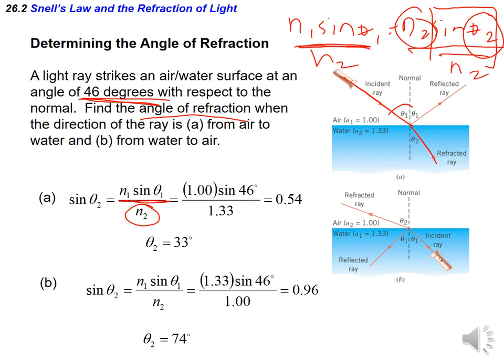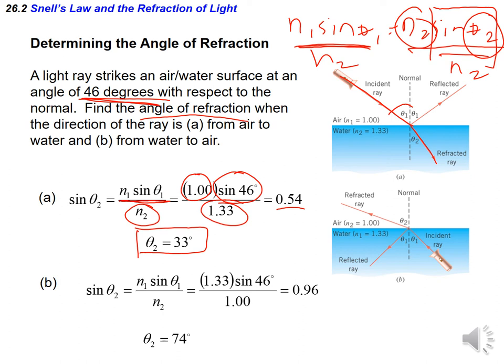In this problem, the first medium is air, and the index of refraction of air is 1. The angle of incidence is 46. So sine 46 divided by the index of refraction of water, because the second medium is water, so the value is 1.33. Again, that is constant. So sine theta 2 is equal to 0.54. That's the value of sine theta 2. We need to get the value of the angle. To get the angle using your calculator, that is simply shift sine of 0.54, which is equal to 33 degrees.